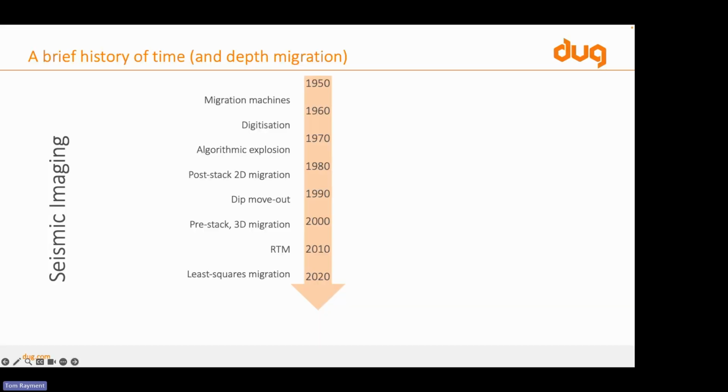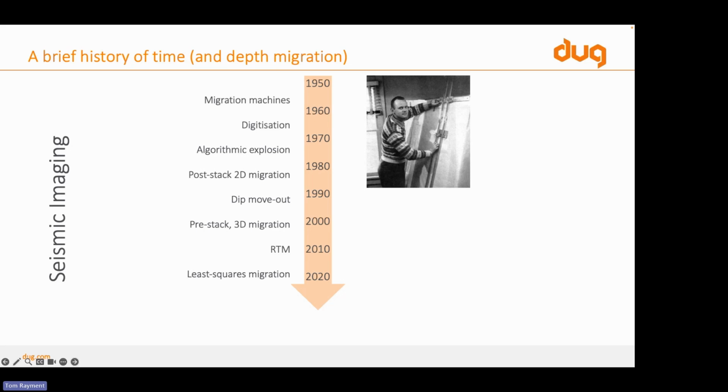But before we look forward, let's look back at the history of seismic imaging. So it was known that events were mispositioned from the early days of seismic exploration back in the 20s, but it wasn't really until 30 years later, in the 50s, that imaging really began in earnest. And that was performed manually by migration machines, a picture of which we have here.